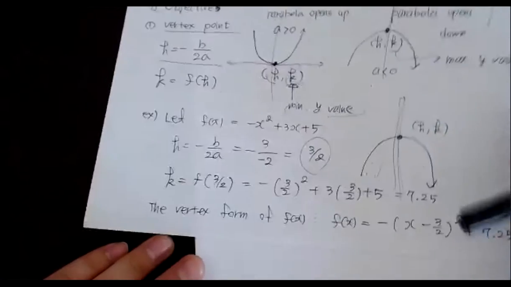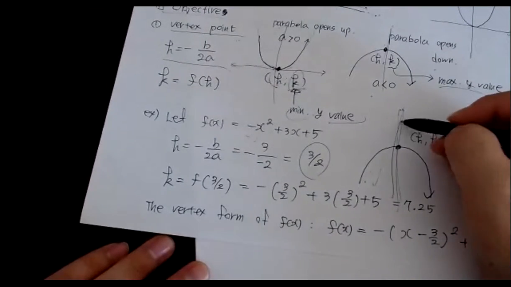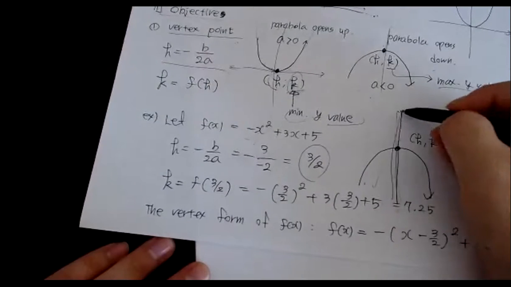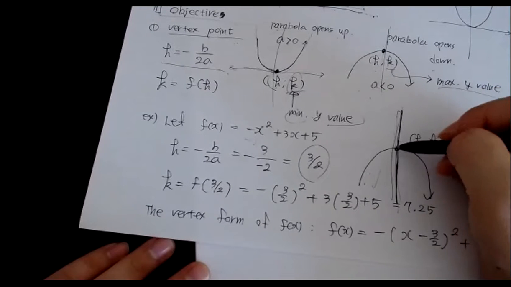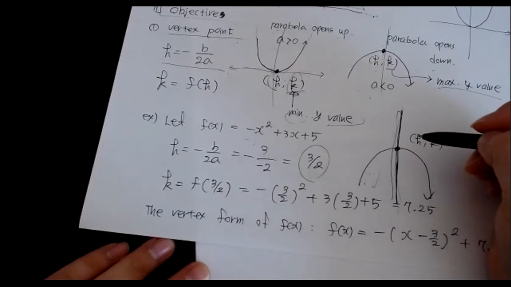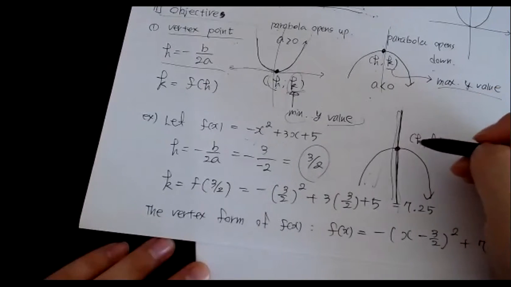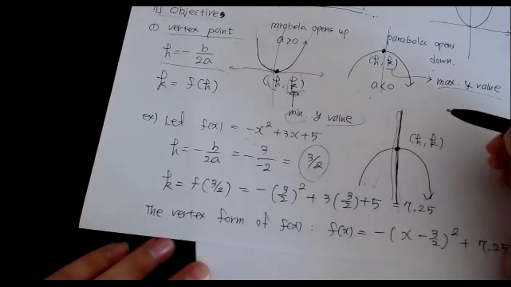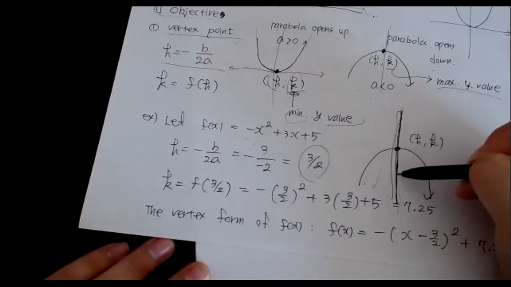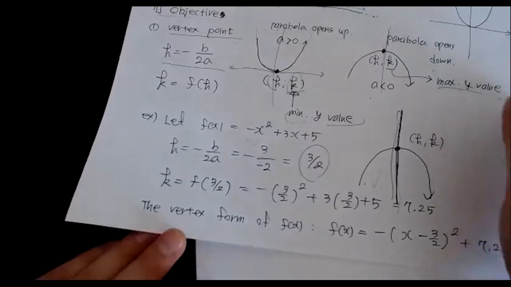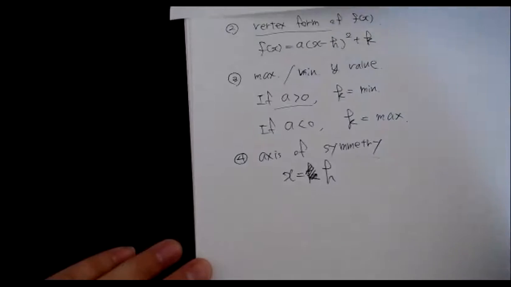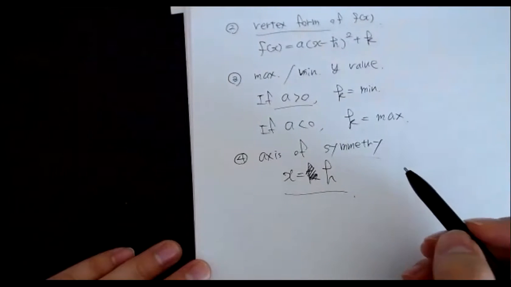In this example, and in every single case, the vertical line passes through the vertex point of the parabola. Since the vertical line passes through the vertex, every single point on that line has x coordinate h. So that's why the equation of that vertical line is x equals h. Keep this in mind.